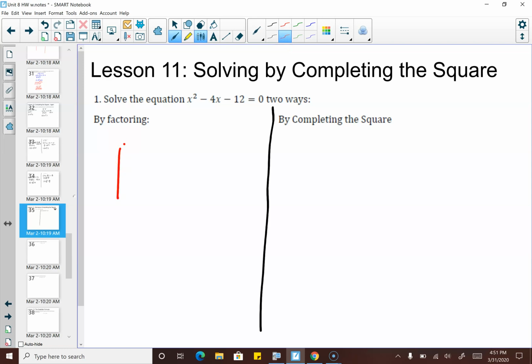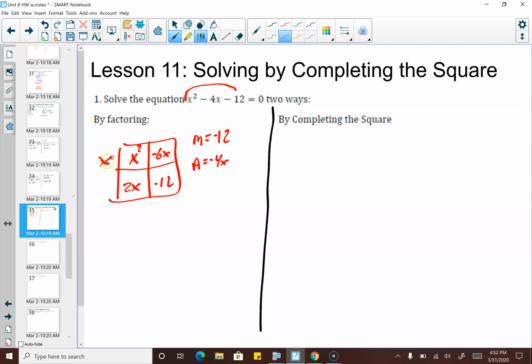So if we factor, we know we have to draw our boxes. So x squared and negative 12. We multiply that imaginary 1 by the negative 12, so multiplies to negative 12, adds to negative 4x. So what does that? That's a negative 6 and a positive 2. So we GCF this top row, we get an x, we get an x, we get a negative 6 and a 2. So our parentheses read x minus 6 and x plus 2 equals 0.